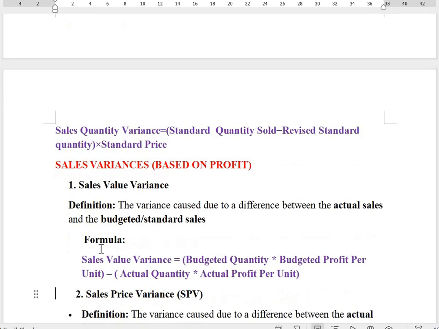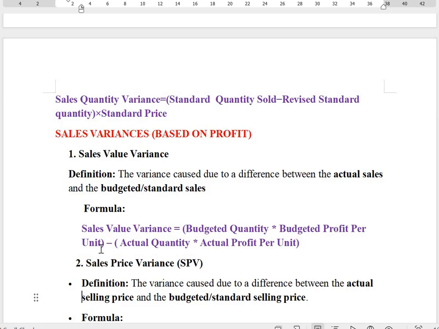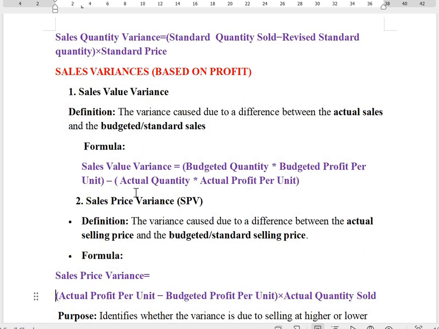In this case also, we are going to calculate sales value variance, sales price variance, and sales volume variance. Sales value variance is nothing but budgeted sales minus actual sales. Budgeted sales we can compute by using this formula: the budgeted quantity we estimated to sell into budgeted profit per unit. How do we compute budgeted profit? By comparing the budgeted selling price minus budgeted cost price. The difference is what we call budgeted profit. That profit per unit is multiplied with the budgeted quantity.